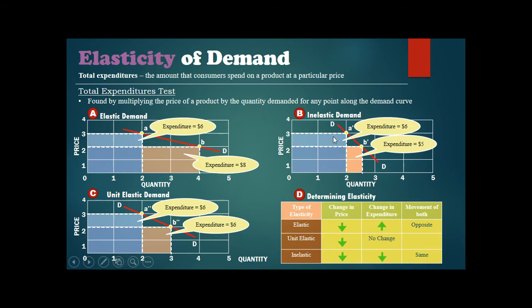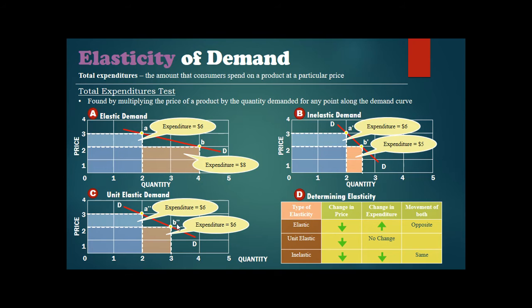The inelastic demand is going to be a very steep line, where lowering the price from 3 to 2, from A to B, we only increase the people who want it from 2 to 2.5. And then the unit elastic: at $3, 2 people want it, and at $2, 3 people want it. We go down by 1 in price, we go up by 1 in quantity demanded. So that's a nice little visual representation of elastic demand, inelastic demand, and unit elastic demand.